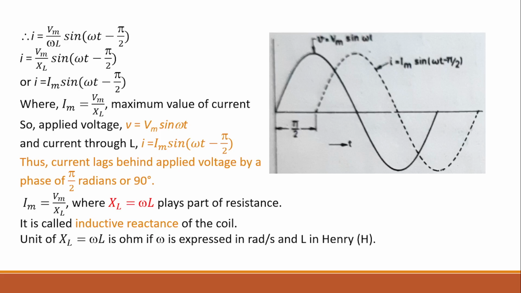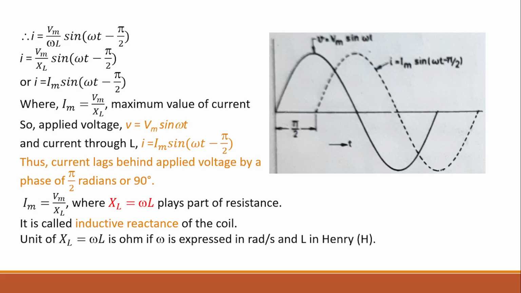The same is explained in this figure. We will find that the solid line represents V equal to Vm sin omega t, that is the voltage applied by the AC source, while the dotted line, I equal to Im sin(omega t minus pi by 2), represents the current flowing through the inductance. You will find that current I lags behind voltage V by an angle of pi by 2 radians, or simply 90 degrees.